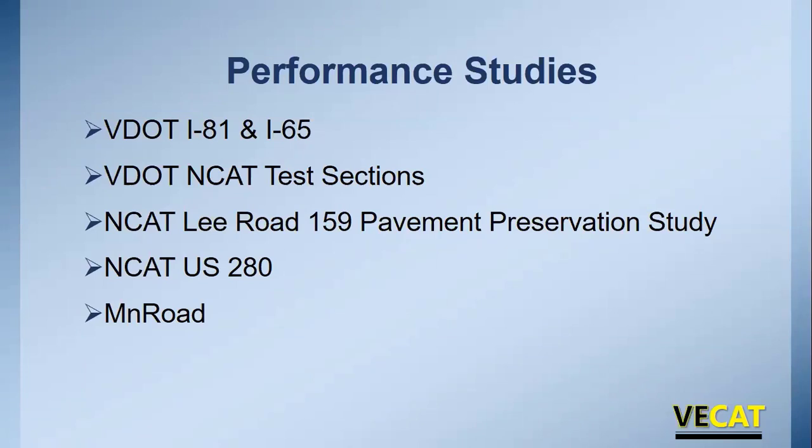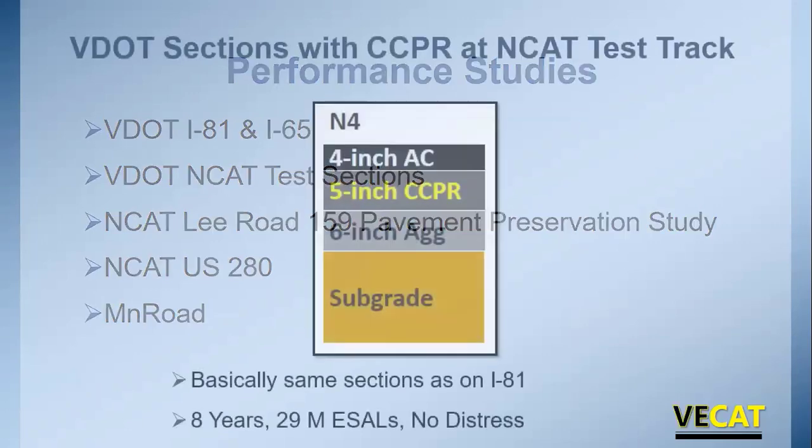Auburn also, on the Lee Road 159, it was a pavement preservation study. They put down one section of cold central plant. Then they put down a section on US 280, which is just outside of Auburn, Opelika on a 4-lane road. And this last summer, MnROAD built some test sections to mimic what they had done at NCAT. So we'll take a look at those real quick.